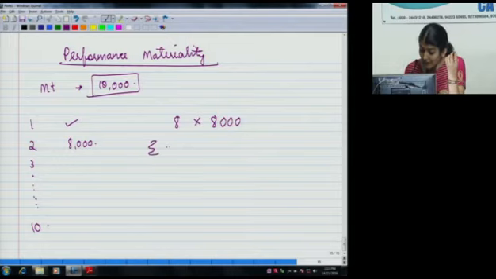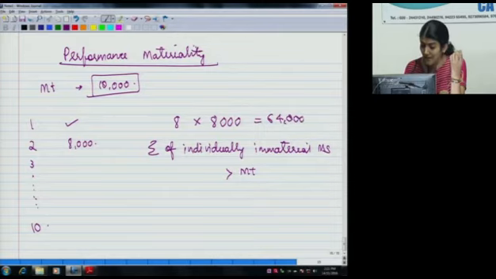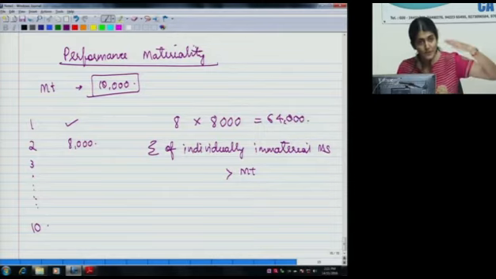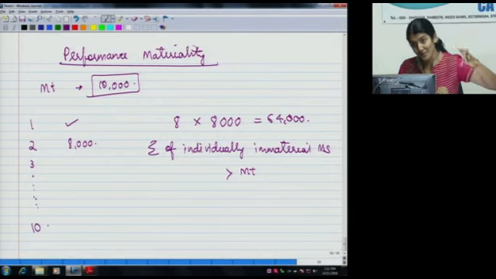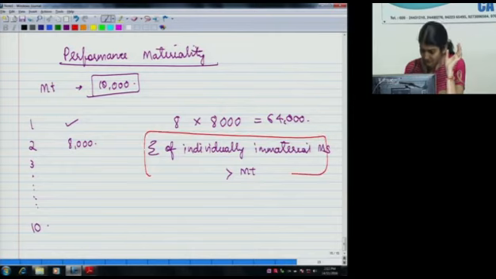The aggregate of individually immaterial misstatements has exceeded materiality, 64,000 in my example. It's small, leave it; small, leave it; small, leave it, and in that process it became big. You understand? Aggregate of individually immaterial misstatements may exceed materiality. This is a risk in the audit.